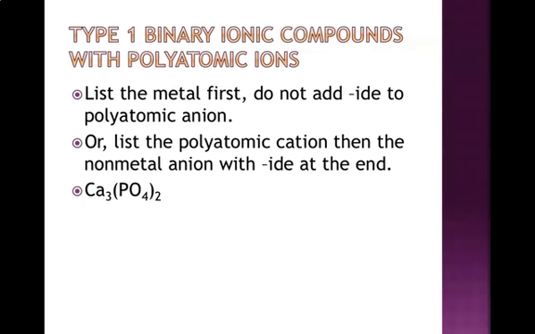And then we do the nonmetal anion with IDE at the end, unless it's another polyatomic anion. So for instance, we have Ca3(PO4)2. We have calcium, that's our metal. It's not a polyatomic cation, so it's just calcium. And PO4, if you remember back, that is the phosphate ion. So we call this calcium phosphate.